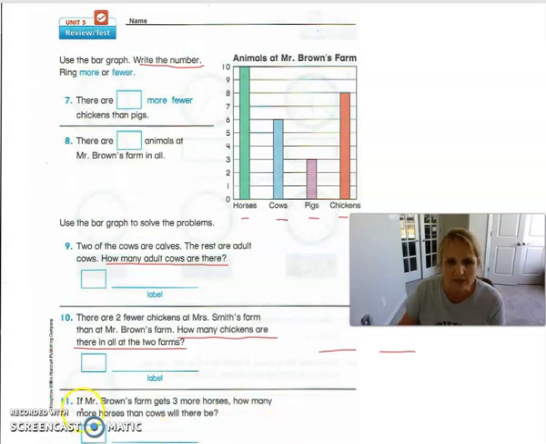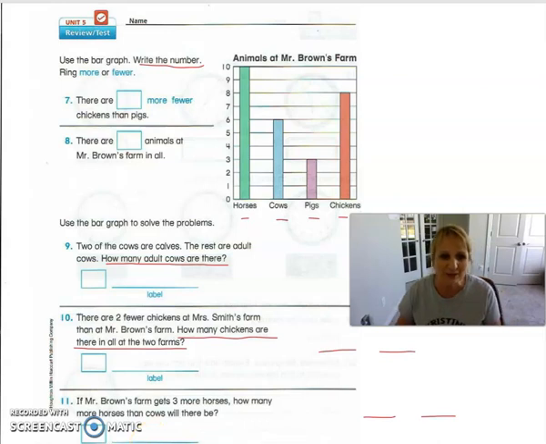Number 11 says, if Mr. Brown's farm gets 3 more horses, how many more horses than cows will there be? So if they get 3 more, this is how many horses they have. If they get 3 more, how many will they have? And then how many more horses than cows will there be? Okay, write your answer and label it. You can pause the video and continue working on that.